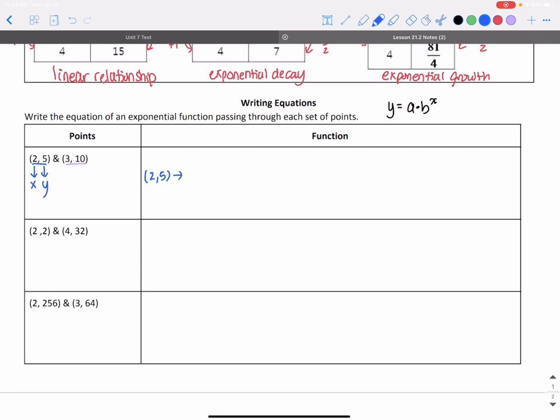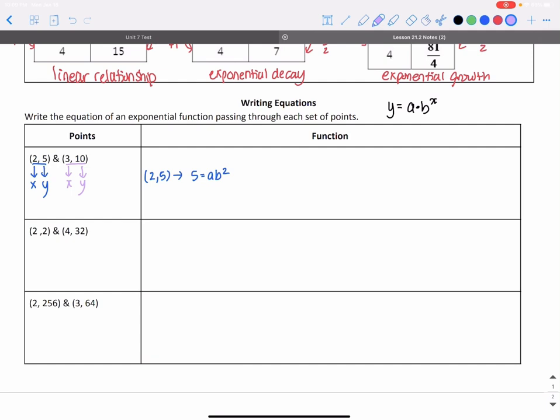So using this general equation, I can say 5 is equal to a times b to the second power, since x is 2 and y is 5. I just plugged in x is 2 and y is 5. I don't know my a and b yet, but I'm going to also create an equation with (3, 10), and then hopefully I can combine the two equations somehow to figure out what my a and b are.